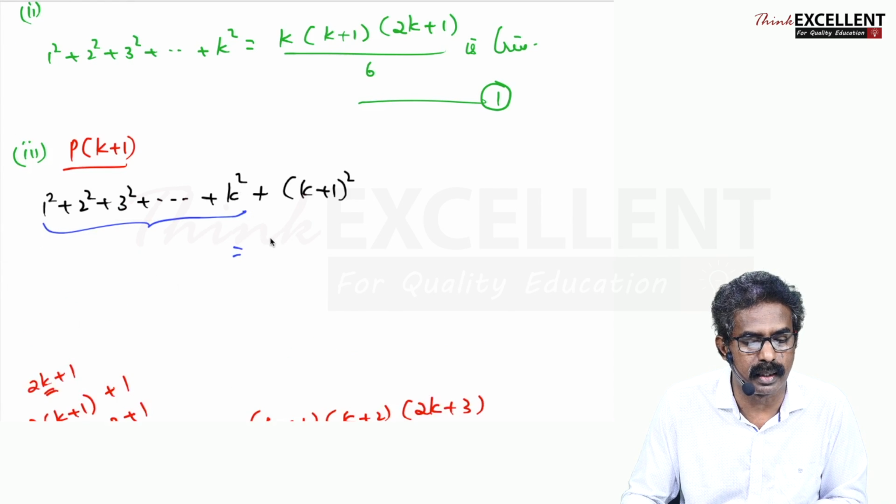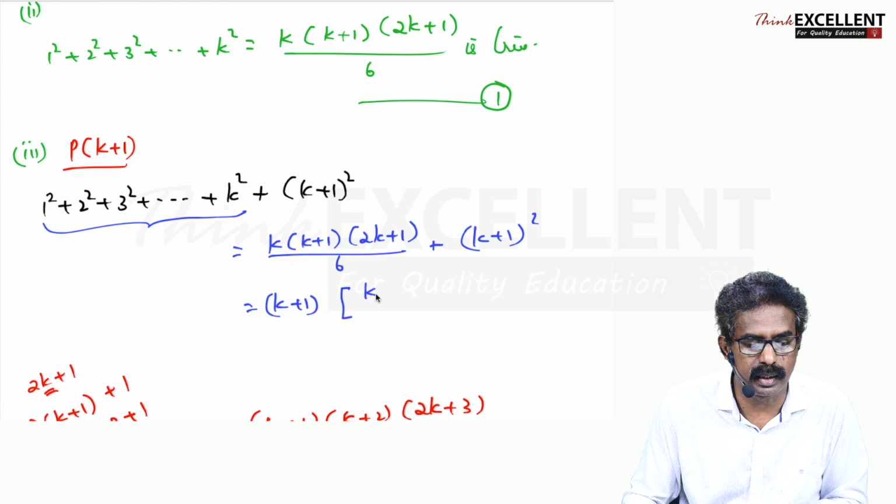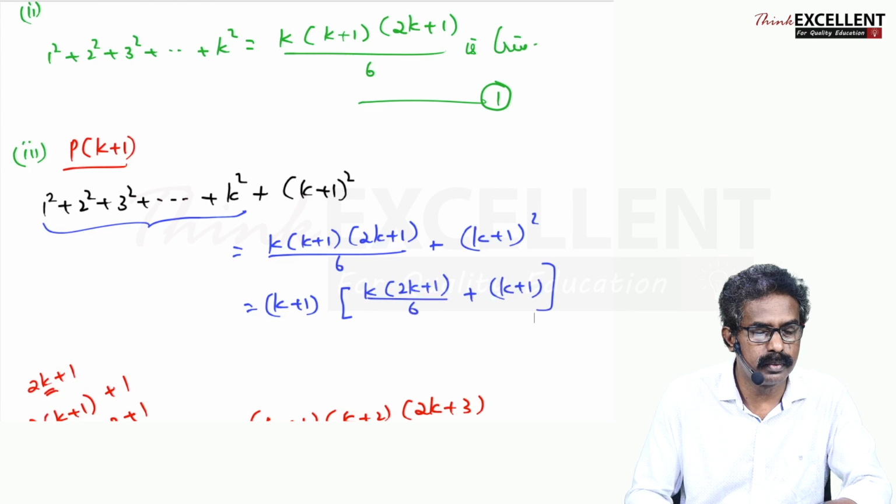What is the answer for that? Using the result number 1: k into k plus 1 into 2k plus 1 by 6, plus one extra term. What is that? K plus 1 the whole square. What is common in both? K plus 1. Take it outside. In the answer also we need that. K plus 1 is taken out. What's the remaining? K into 2k plus 1 by 6 plus what? K plus 1. You take LCM now.